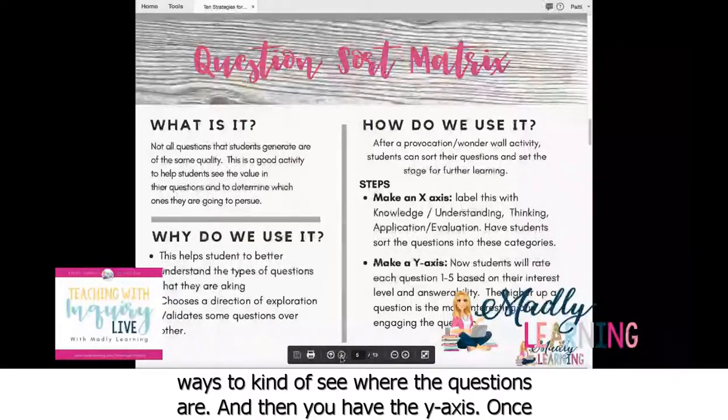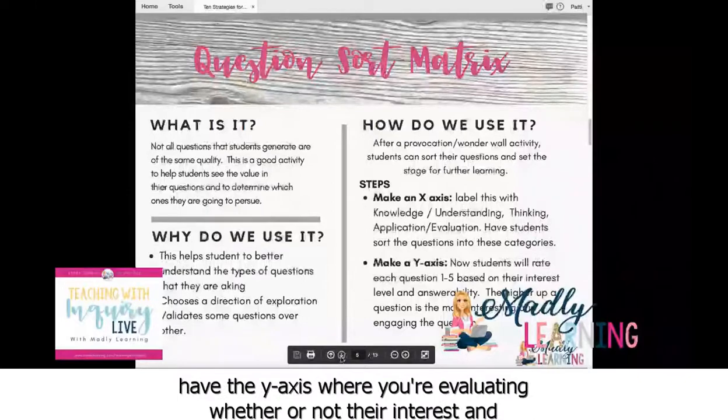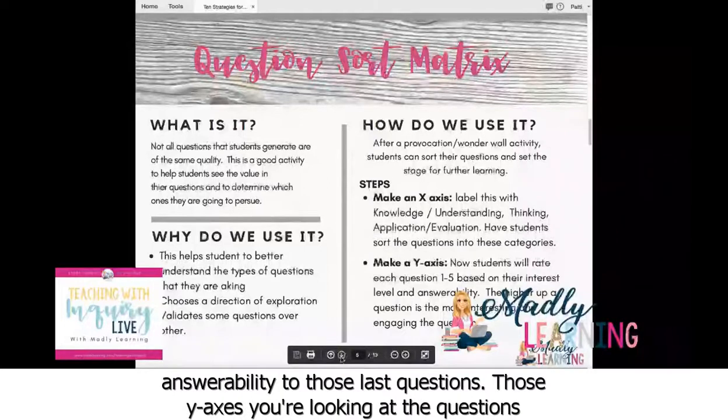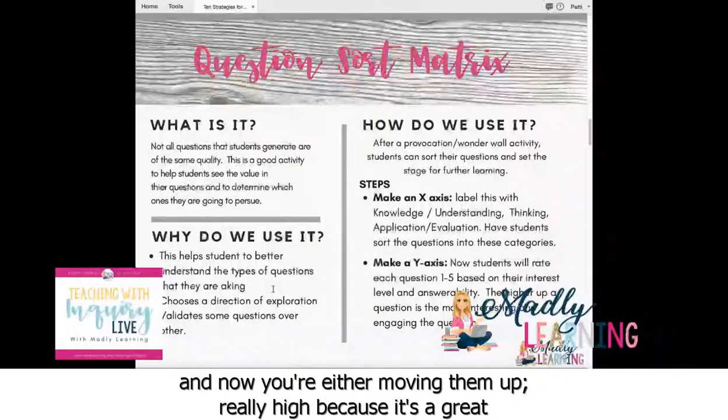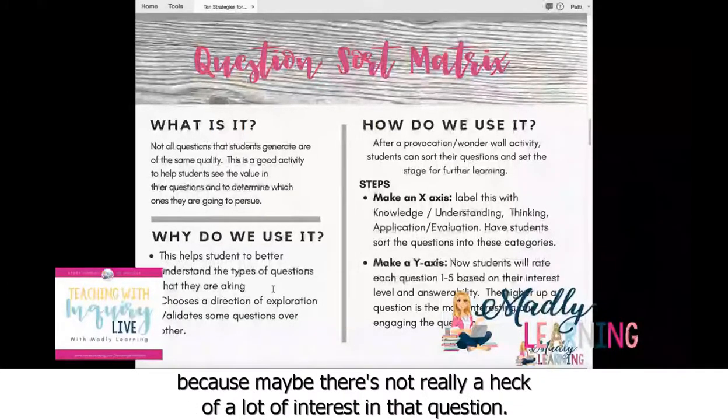And then you have the y-axis. So once you've plotted all of your questions along that horizontal x-axis, you then have the y-axis where you're evaluating their interest and answerability for those questions. So on the y-axis, you're looking at the questions, and now you're either moving them up really high because it's a great question that they're really interested in, or maybe you're going to rate it at a 1 because there's not really a lot of interest in that question.